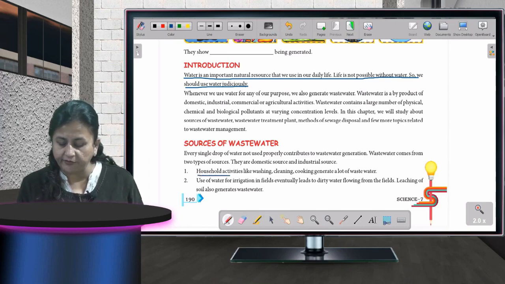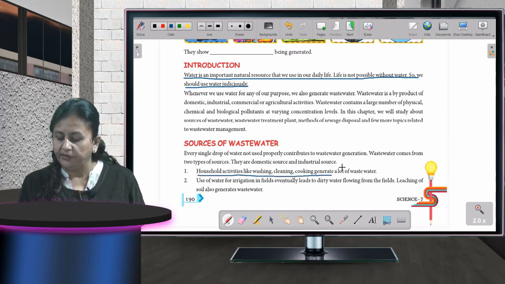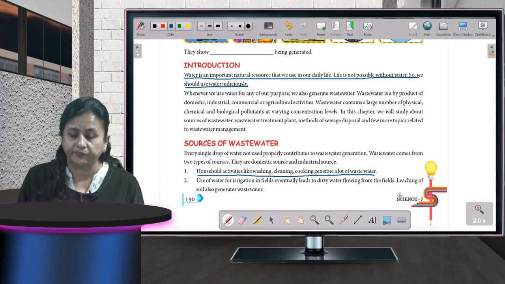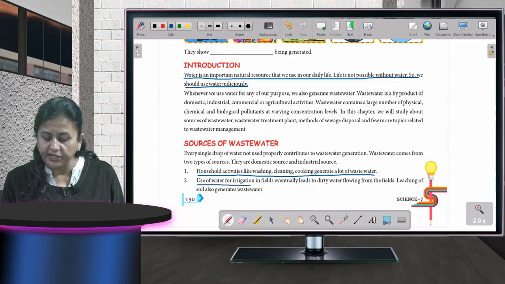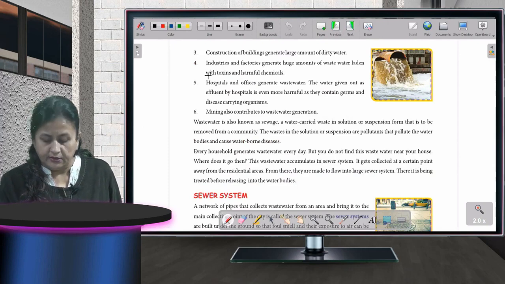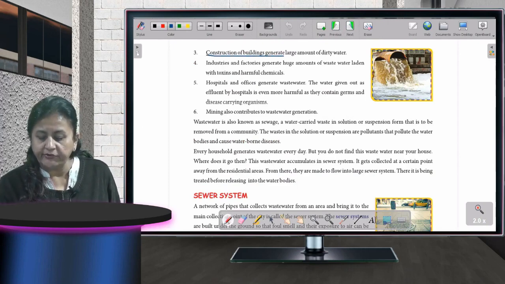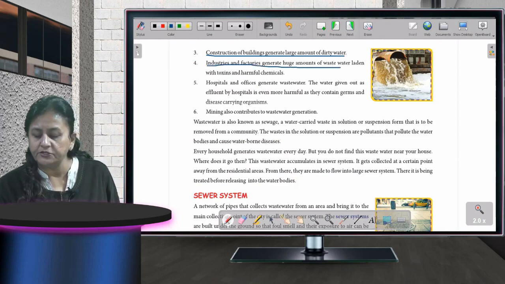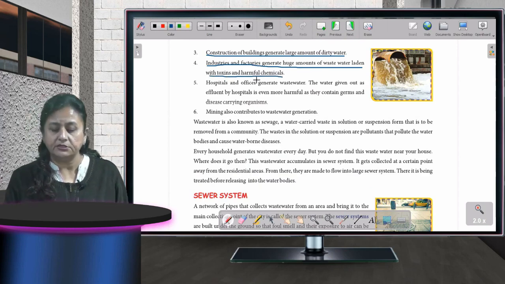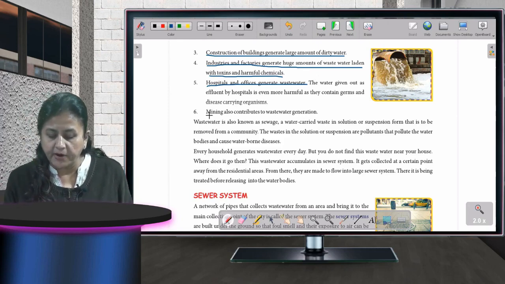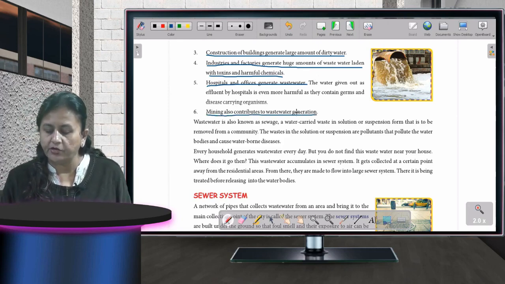First is household activities like washing, cleaning, cooking, which generate a lot of wastewater. When we cook, we wash the vegetables and the utensils, so again we are wasting water. Now, use of water for irrigation in fields eventually leads to dirty water flowing from the fields. Then construction of buildings generates a large amount of dirty water. Industries and factories generate a huge amount of wastewater laden with toxins and harmful chemicals. Hospitals and offices generate wastewater. Then mining also contributes to wastewater generation.